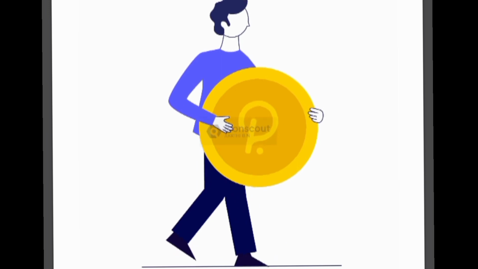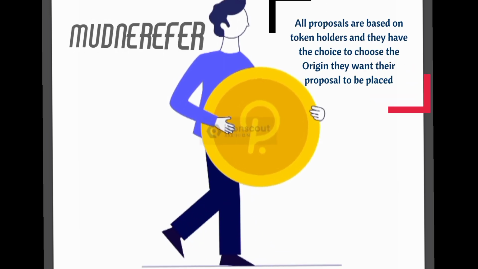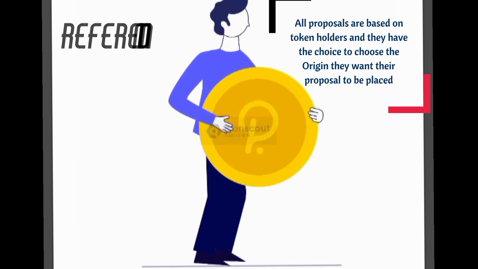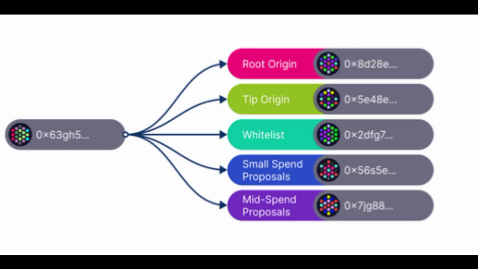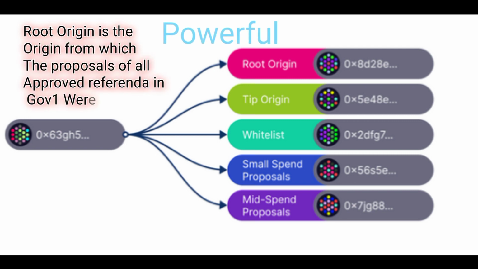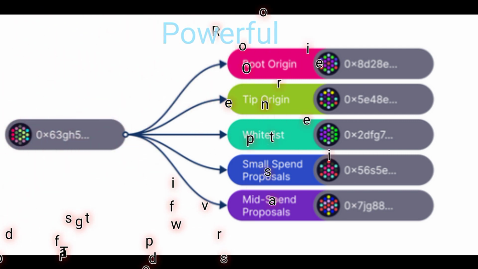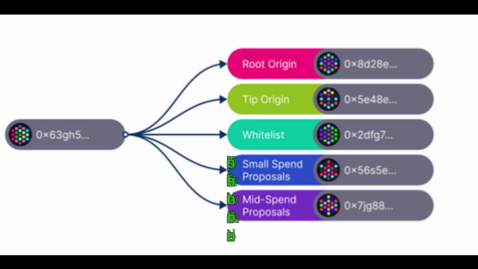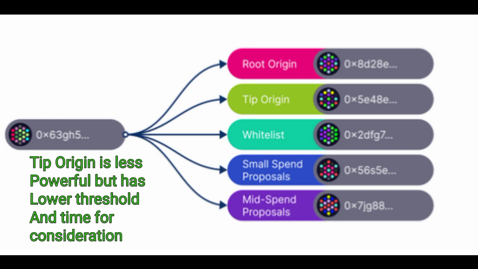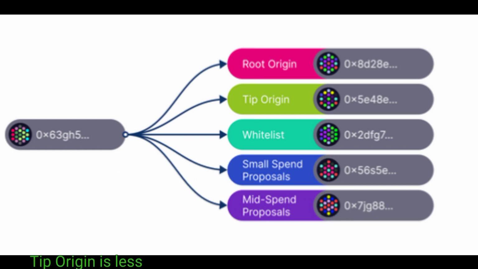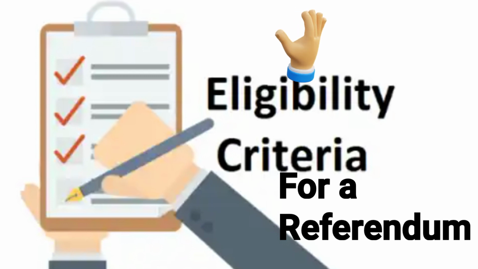All referenda are based on proposals by token holders, and they have the choice to choose the origin their proposal should go through. These origins give the proposal a certain description. The most privileged and powerful but yet stringent is the root origin, while the tip origin has a lower threshold and period for consideration, but is less powerful because it can only spend 10 tokens at most from the treasury.